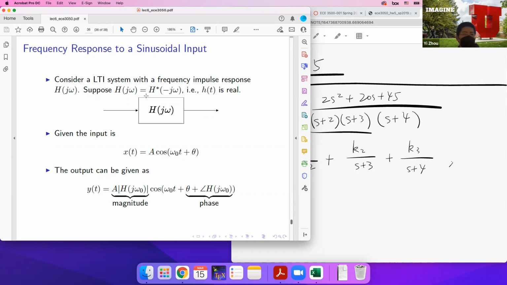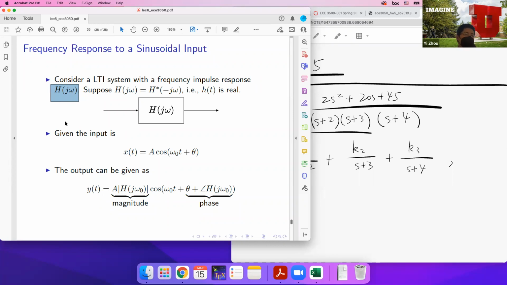input. Okay. So assume that for an LTI system, we input a very standard cosine or sinusoidal signal, A cosine omega t plus theta. And suppose we are given the frequency response H(j omega) of the LTI system. So basically, this capital H is the Fourier spectrum of the impulse response h(t). Okay, so this is the definition. So we are given the response in the frequency domain.